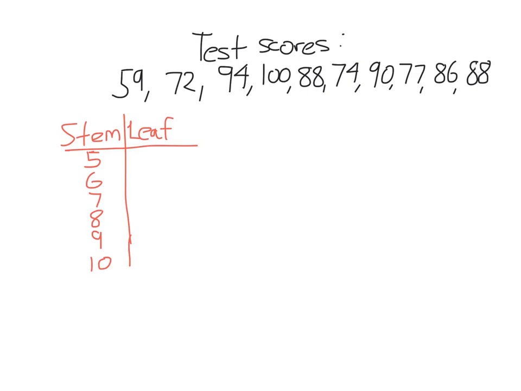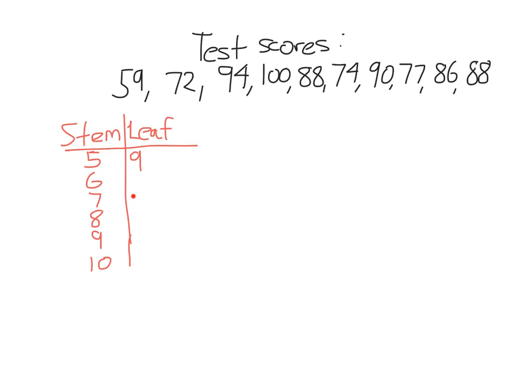In the leaves, we just put the units. So this score here, 59, is 5 tens and 9 units. To represent that score, I just put a 9 in the leaf. There were no scores in the 60s, so we're just going to leave the leaf for the 60s blank.